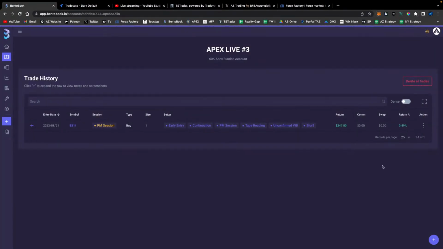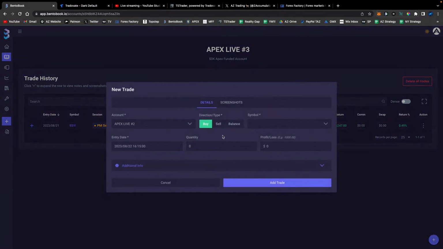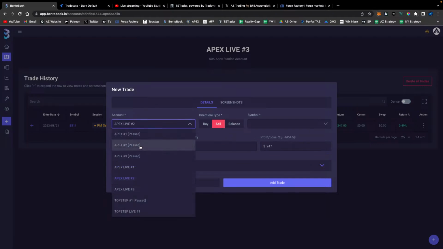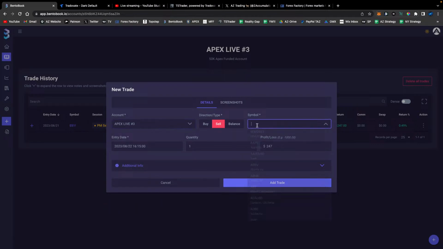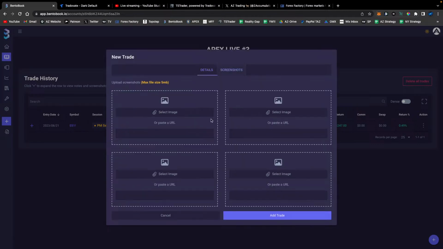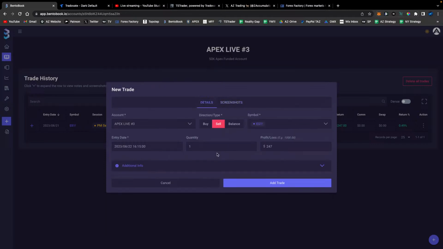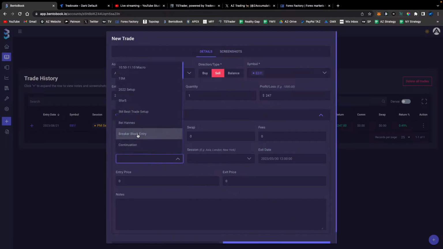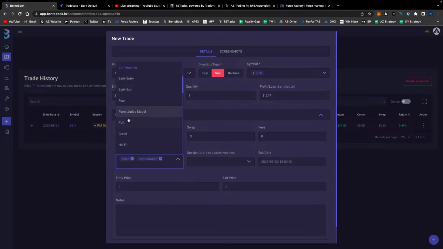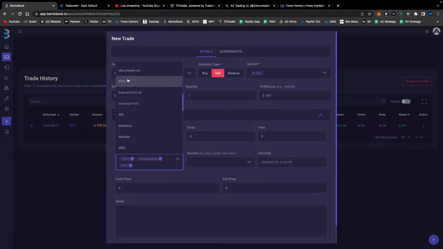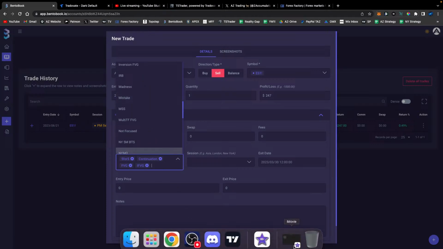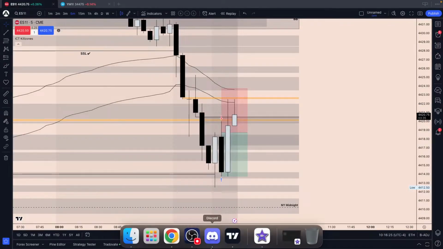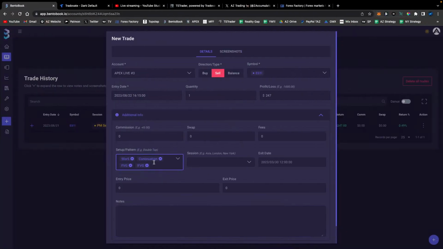Apex Live 3. We went short, we made 247. Apex number 3. ES1. Paste that screenshot in here. We used a 545, a continuation of a fair value gap paired with inversion fair value gap paired with volume imbalance.